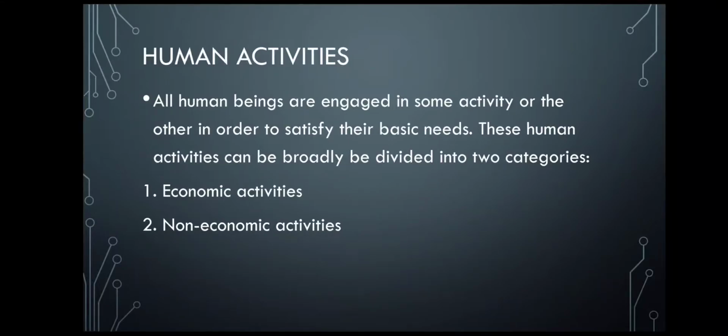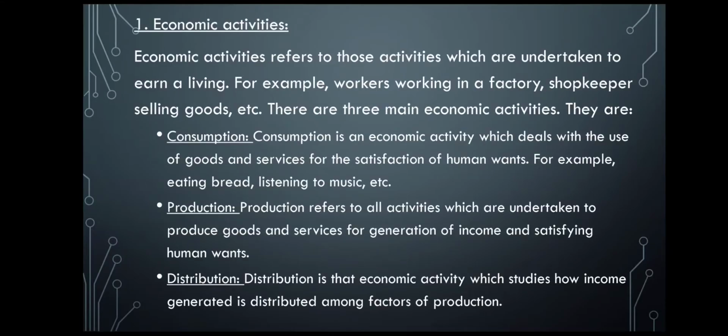Now, there are various types of activities that are performed by an individual. These are of two types: economic activities and non-economic activities. Economic activities refers to those activities which are undertaken to earn a living. For example, workers working in a factory, shopkeepers selling goods, etc. There are three main economic activities. Now, economic activities are all those activities that are undertaken to earn certain amount of money. Now, these activities have been further subdivided into three categories, that is consumption, production and distribution.